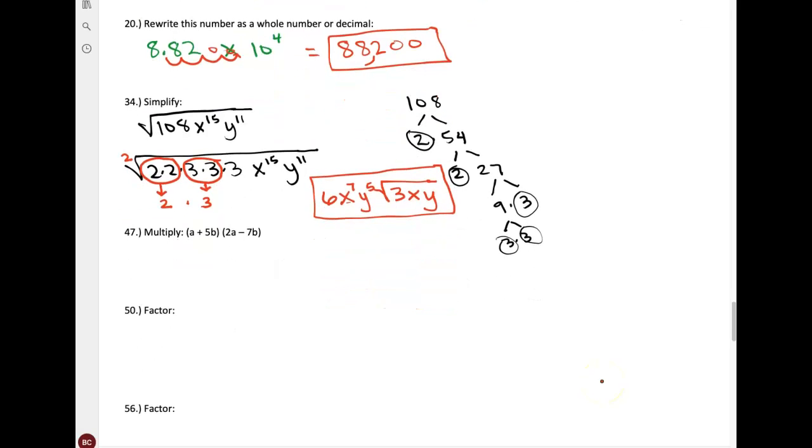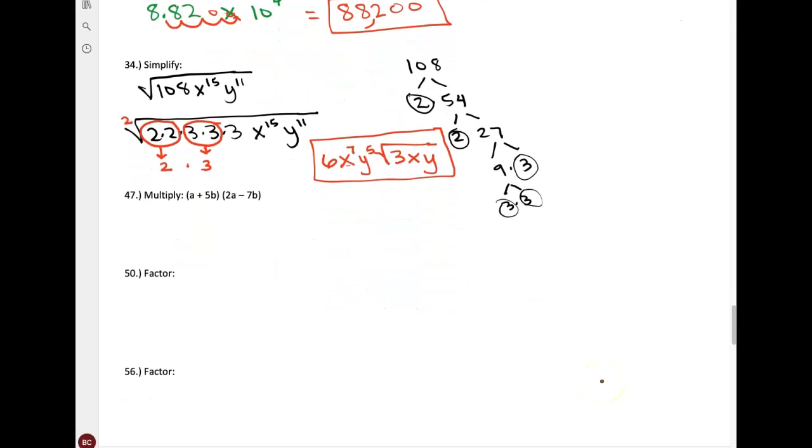All right, what about foiling? All right, so with number 47, it's a little FOIL problem. First, outside, inside, last. So if I'm multiplying these together, a times 2a is 2a squared. Then a times negative 7b is negative 7ab. Then 5b times 2a is positive 10ab.